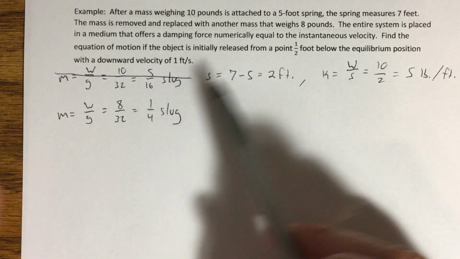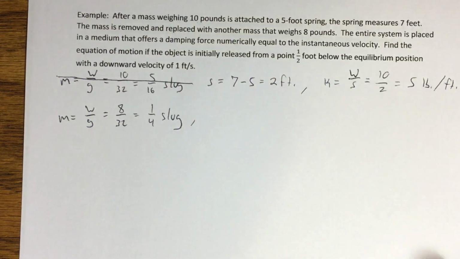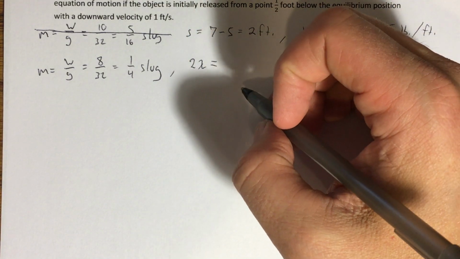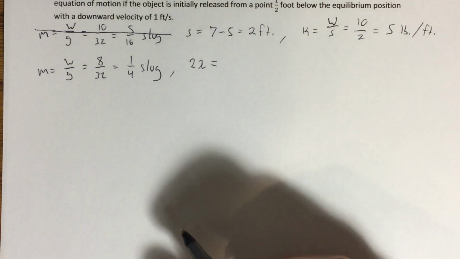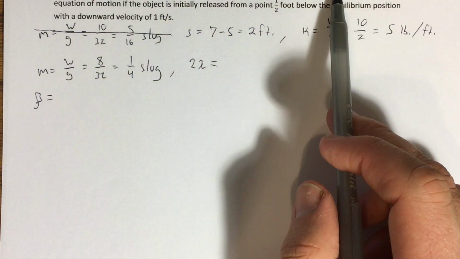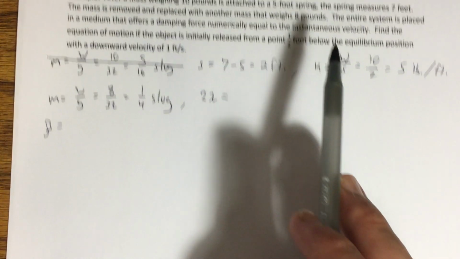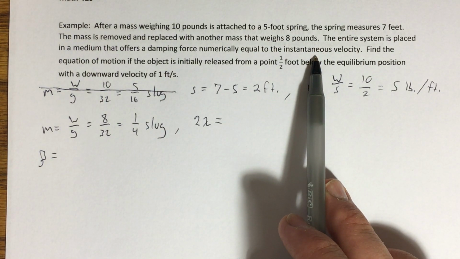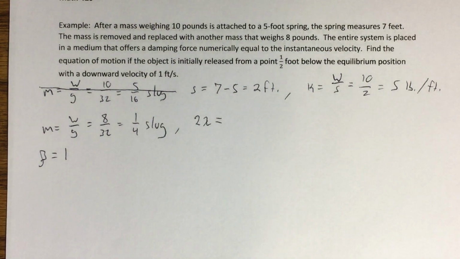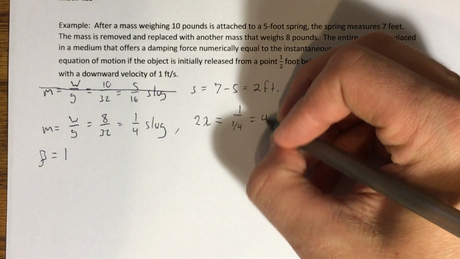Now what we want to do is use the information that we have here to set up our differential equation. I'm going to do this a little bit differently than how I did it before. I'm going to label things as 2 lambda and omega squared first. So 2 lambda in this case is equal to beta over m. I didn't write down what beta was, so I'll do that here. Beta is given to us in this sentence: the entire system is placed in a medium that offers a damping force numerically equal to instantaneous velocity. That's up here. If it's equal to instantaneous velocity, I could also say it's equal to 1 times the instantaneous velocity. And that 1 gives me beta. So beta is equal to 1 in this case. Beta over m is 1 over 1/4, or 4.